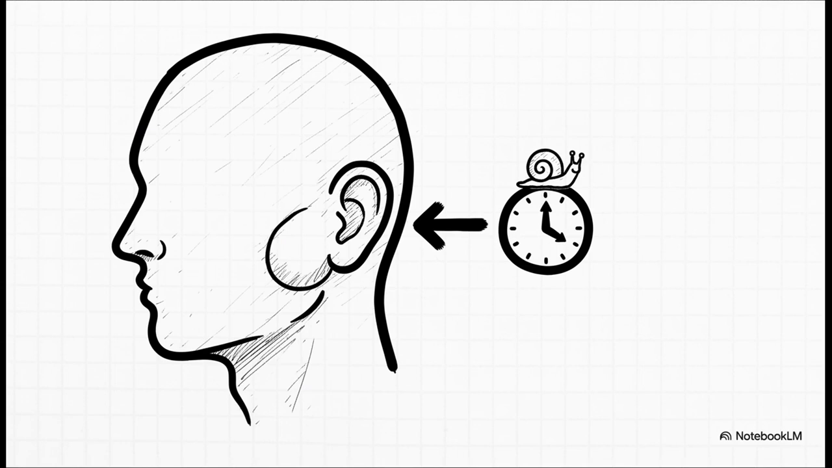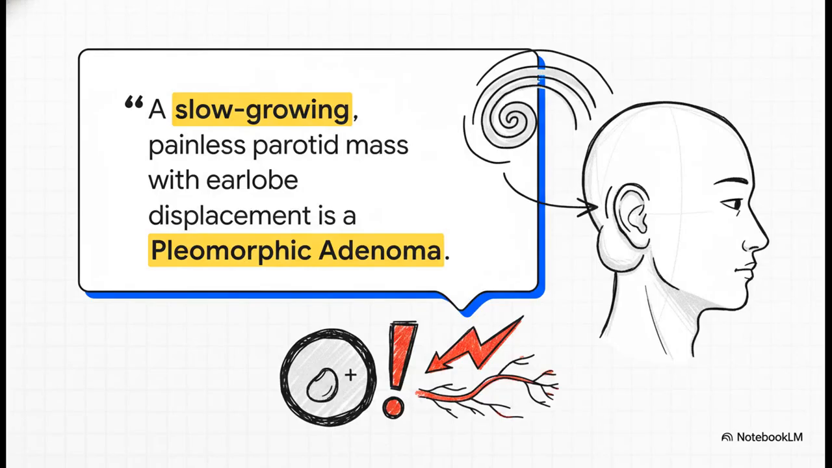Next up, a patient comes in with a painless lump right in front of their ear, in that parotid gland area. But here's the most incredible part of the history. They say it's been slowly, almost unnoticeably growing for the last 12 years. Wow. And when you look, you can see it's actually pushed their earlobe out a bit. That incredibly slow growth, that decade-plus history, that is the textbook story for a pleomorphic adenoma. It's the most common benign tumor of the salivary glands. And that little displaced earlobe, that's a classic hallmark sign.